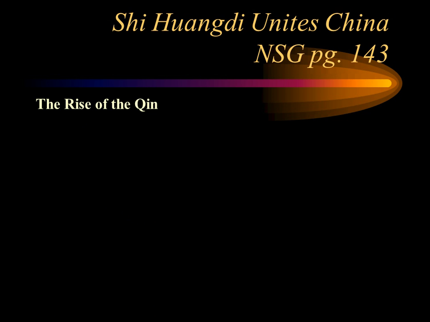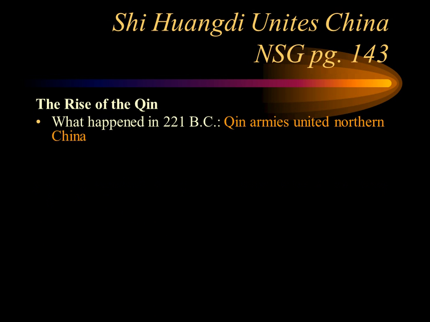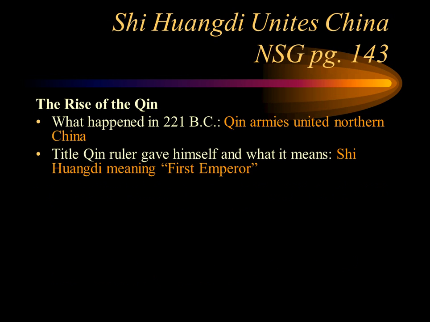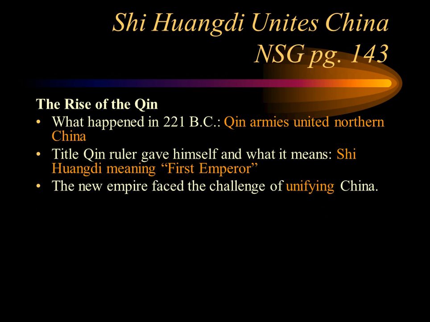The first thing, the rise of the Qin. This happened in 221 BC, and he used his armies to unite northern China. He gave himself the title Shi Huangdi, meaning first emperor. And the challenge he faced was, how do you unify a large China, this large geographic nation with multiple, very diverse, different kingdoms that is separated by mountains and rivers and things like that.